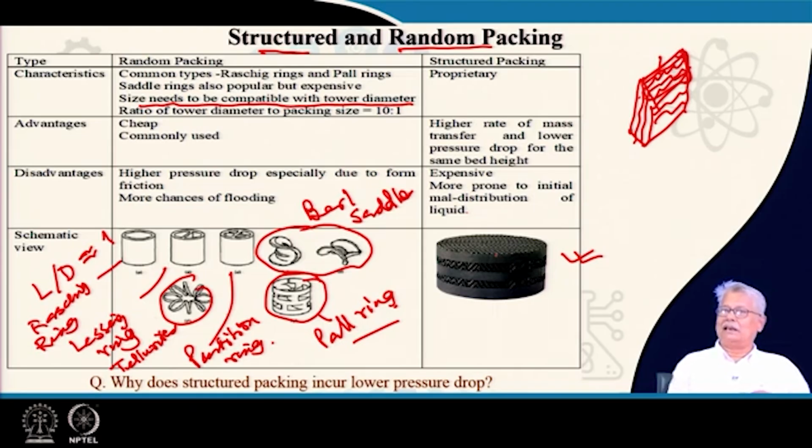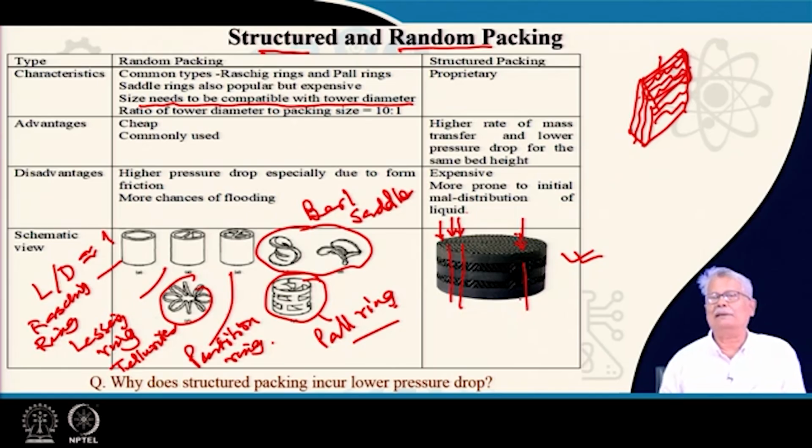Number one, for the same bed height, the pressure drop in the structured packing is much lower as compared to the dumped or random packing. They are expensive, and it is obvious that they will be more prone to maldistribution if there is a maldistribution of liquid initially. Suppose you have more liquid falling in here and less liquid falling in here, obviously the same thing will have a tendency to continue. That means, in case of structured packing, it is very important that you have as uniform a distribution of liquid at the top as possible.